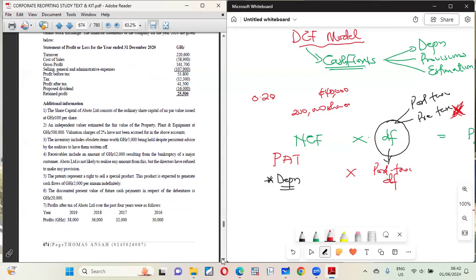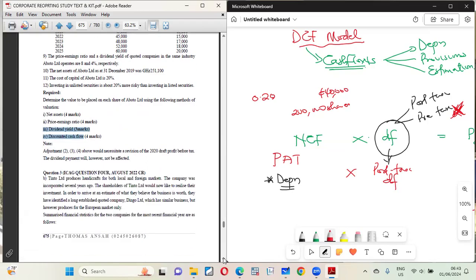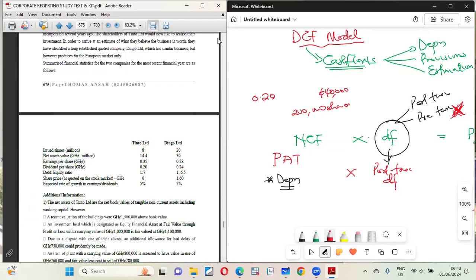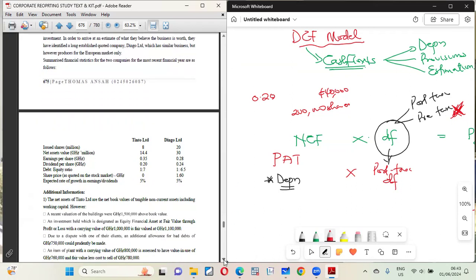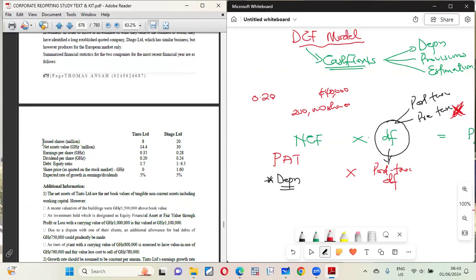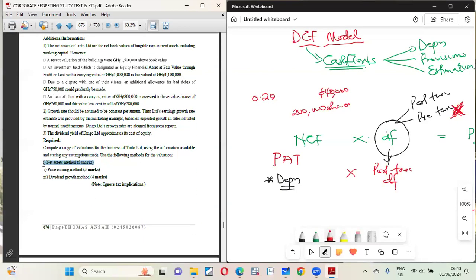So you see the examples. The formulas, the question will tell you to use. So before we meet, it is my advice that you be conversant with the methodologies so that when we meet, we are able to solve the past question with ease. So this one too, as you can see, dividend per share, earnings per share, you see all those things quoted in the market. You see all the figures that you need. You are asked to use net asset, 5 marks, price earnings, dividend growth model. That is how it is.